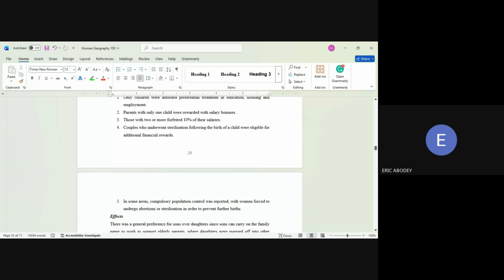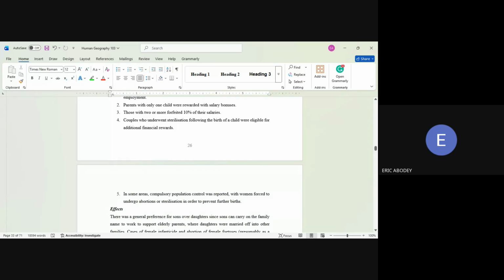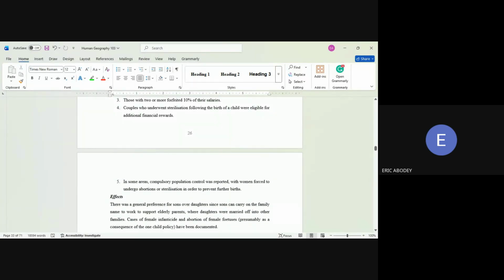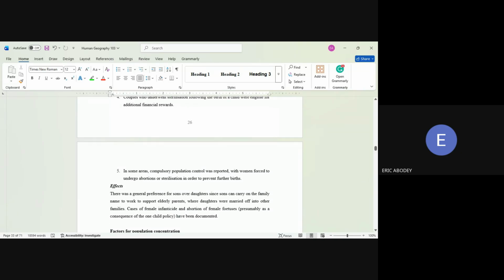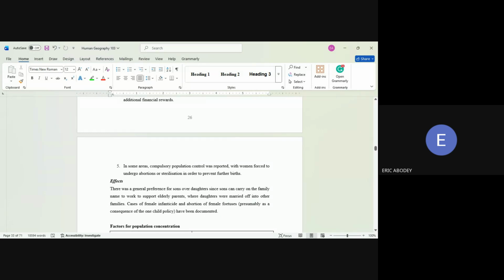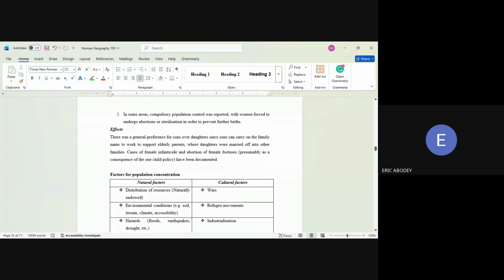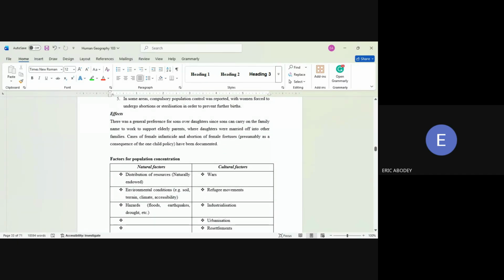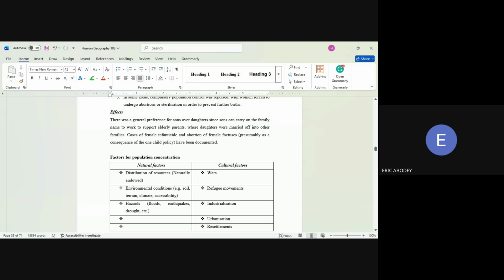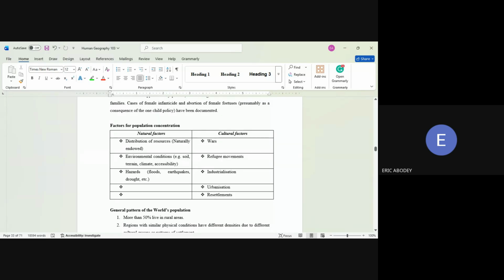Those people were given financial rewards, and then finally, in some areas, compulsory population control was reported, with women forced to undergo abortion or sterilization. So, what are the effects? There was a general preference for sons. So in China, there was a preference for sons as compared to daughters.